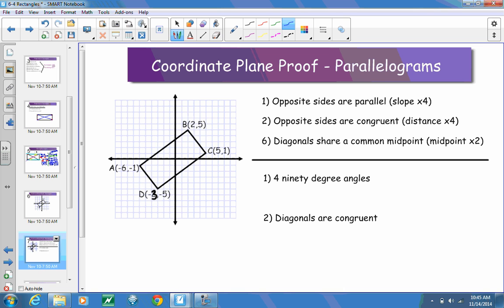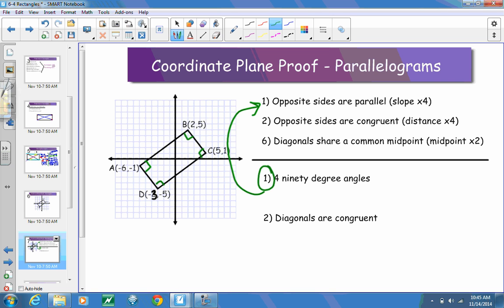But what we want to do here is we want to prove that it is a rectangle. And to prove that it's a rectangle, we have 2 properties that we can work with. The fact that there are 4 90-degree angles, or the fact that the diagonals are congruent. Now, for 4 90-degree angles, what we can do is prove that there are 90-degree angles. We're talking about lines being perpendicular to each other. And so that is going to relate to that first one here, working with opposite sides being parallel.